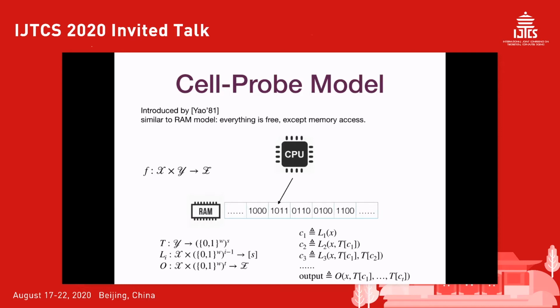With the content of C1 and the query X, the CPU chooses a new memory cell C2 in the second round. This procedure keeps going on and on. After T rounds, the CPU has collected enough information and comes up with its output with all the known information.